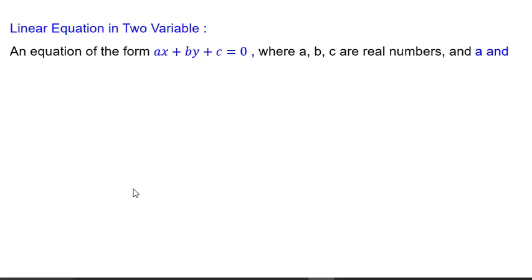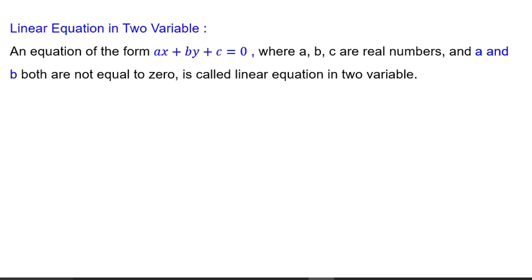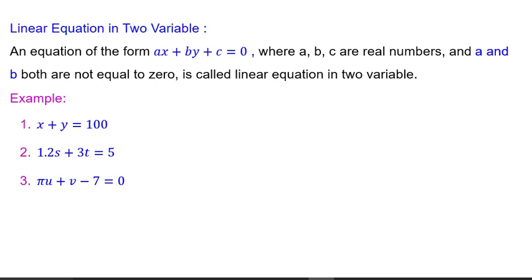Okay, now here we are going to see linear equation in two variables. An equation of the form ax plus by plus c equal to 0, where a, b, c are real numbers and a and b are both not equal to 0, is called a linear equation in two variables. Examples are x plus y equal to 100, 1.2s plus 3t equal to 5, pi u plus v minus 7 equal to 0, u minus 2v equal to 0. So these are a few examples of linear equations in two variables.